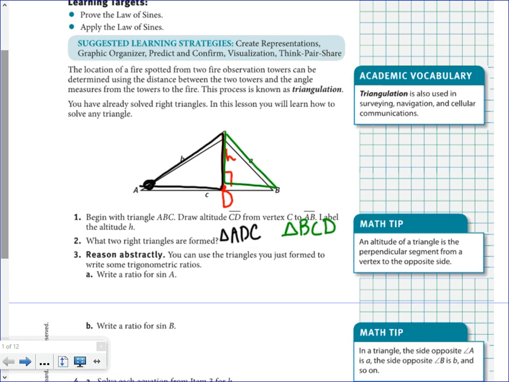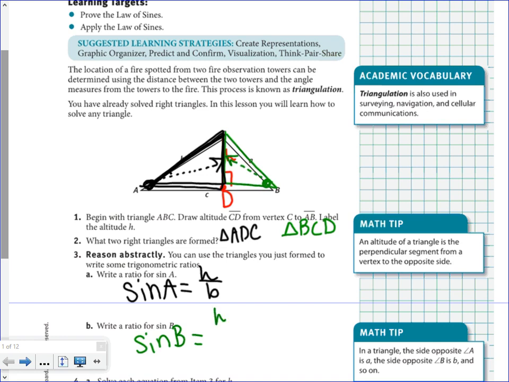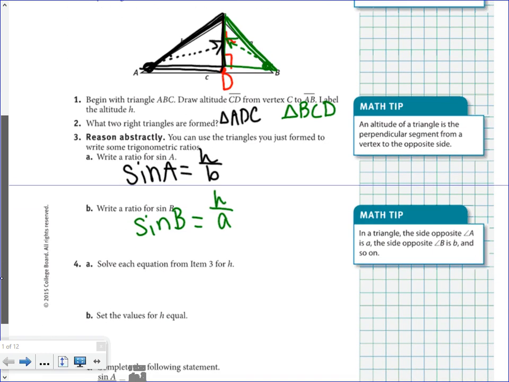So here is our angle A. Sine of angle A is opposite over hypotenuse. Opposite angle A is H, and our hypotenuse is this side length, which is B. Then with the green triangle, we're looking at angle B. So again, we're dealing with sine. The sine of angle B is opposite, which is H, over the hypotenuse, which is A. So that gives us these two equations.